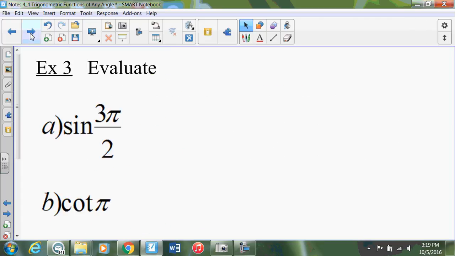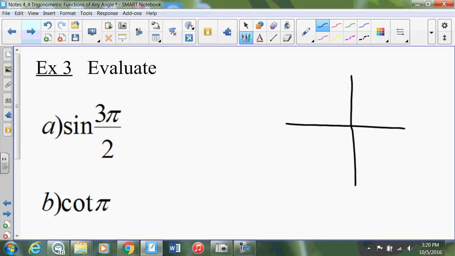Example 3, evaluate sine of 3 pi over 2. All right, so when we're looking at 3 pi over 2, most of us already know the unit circle. 3 pi over 2 is going to be down here. What's the coordinate point when we're thinking about our unit circle? For 3 pi over 2, x will be 0 and y will be negative 1. We know that sine matches up with y, so sine of 3 pi over 2 will be negative 1.